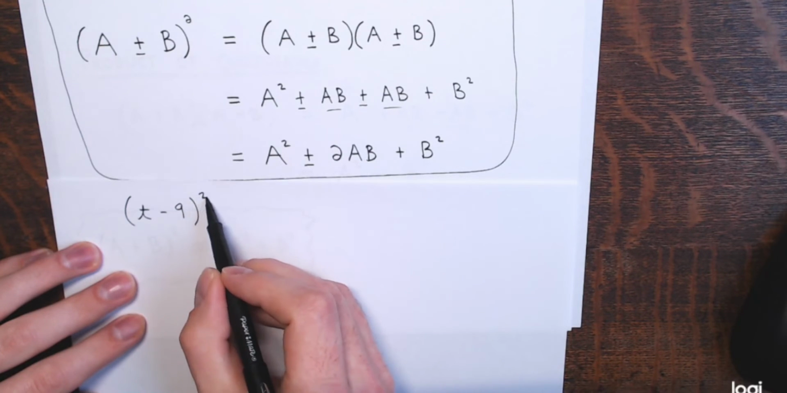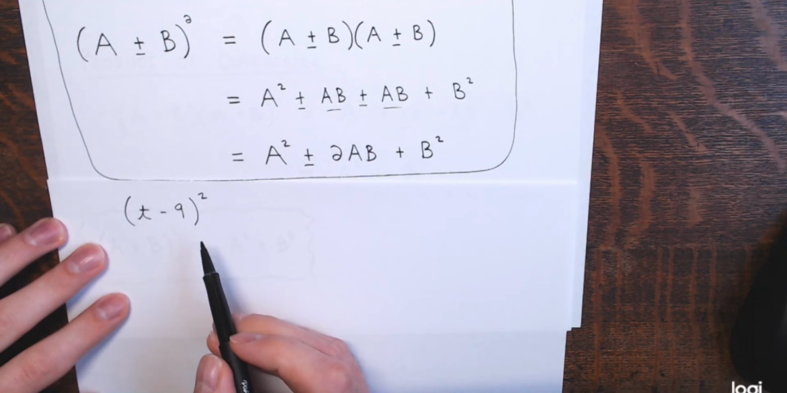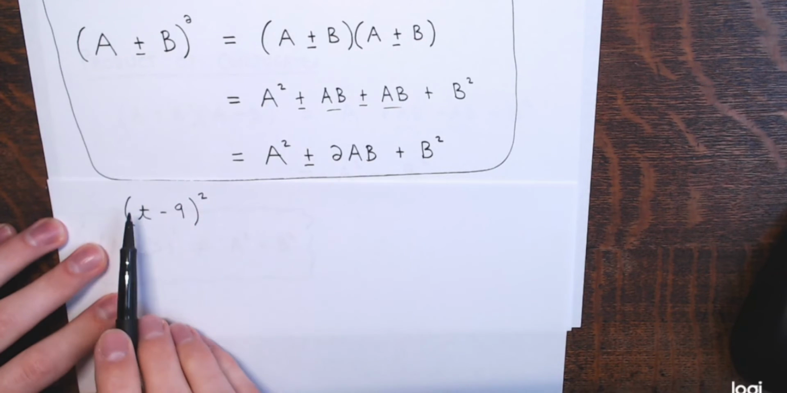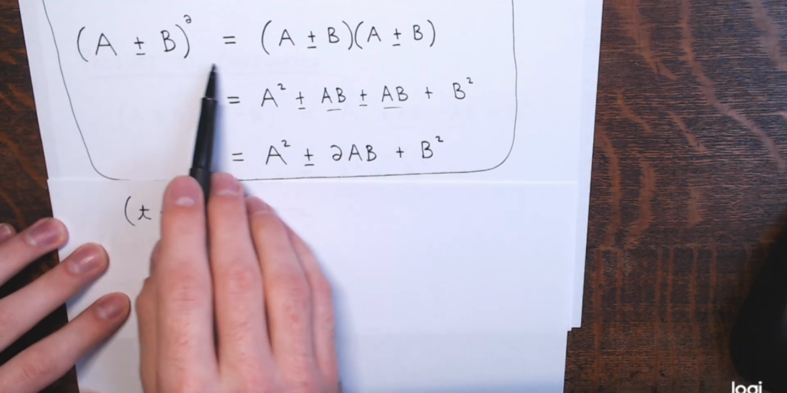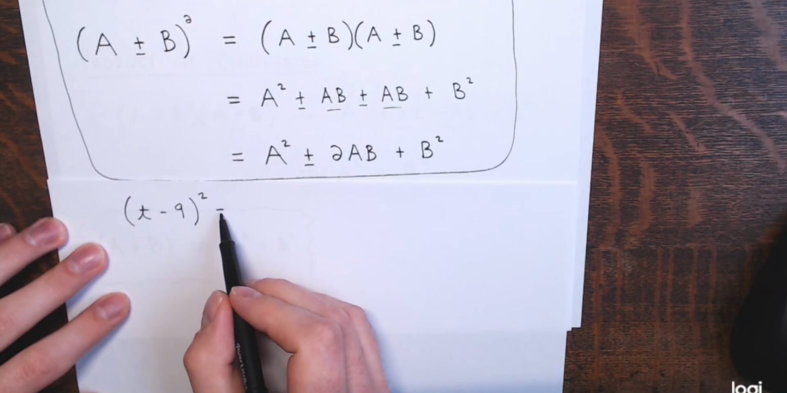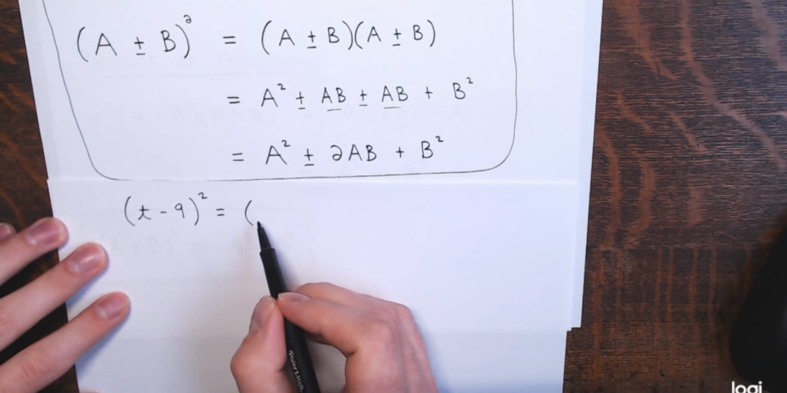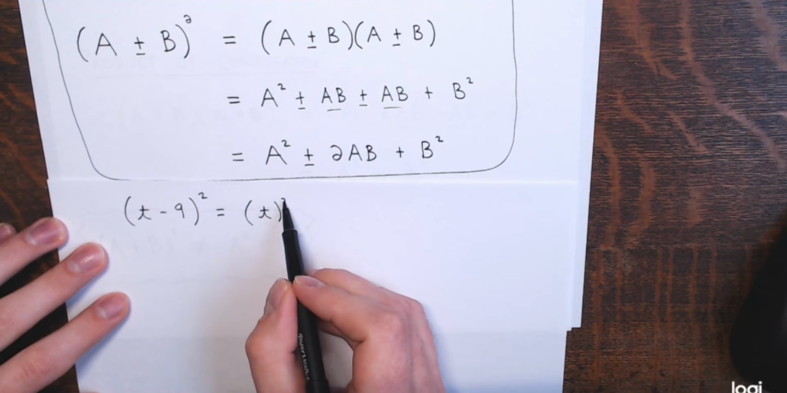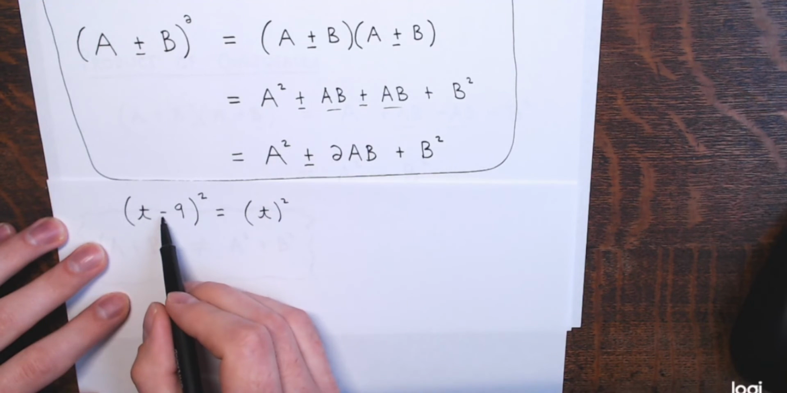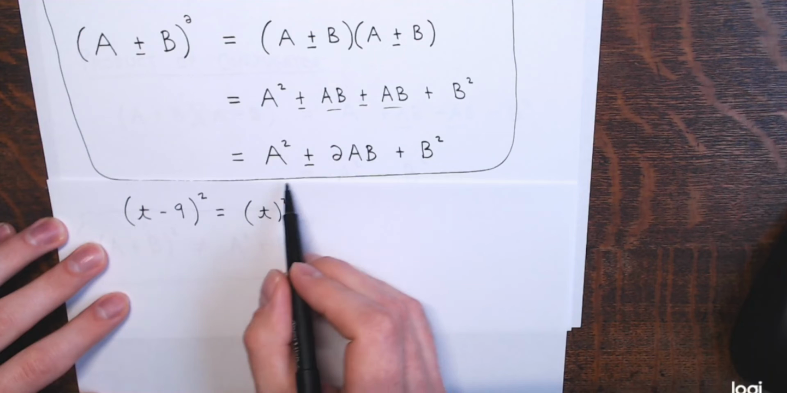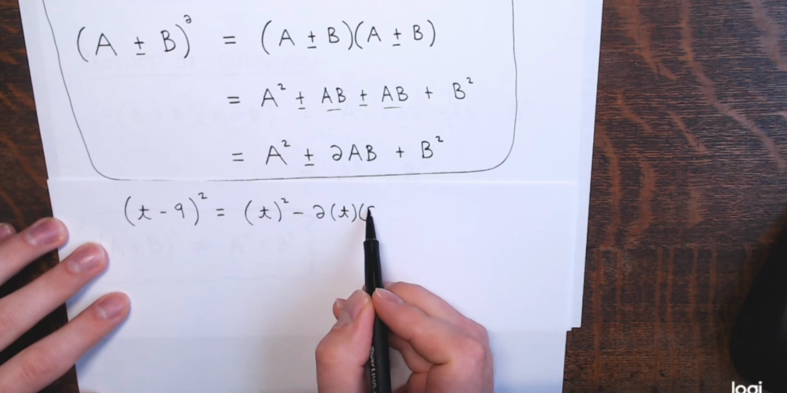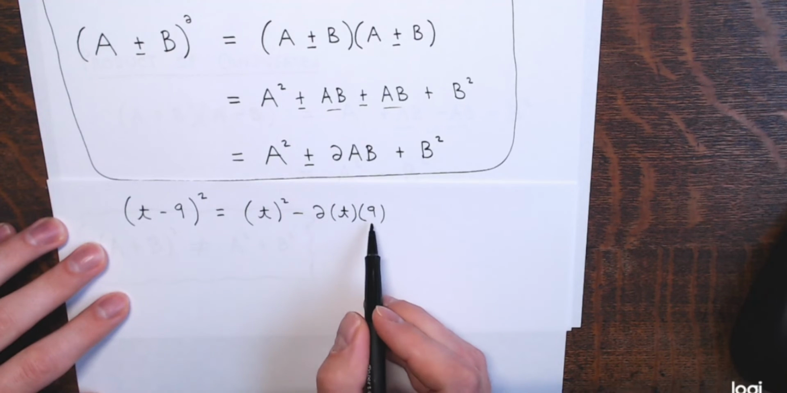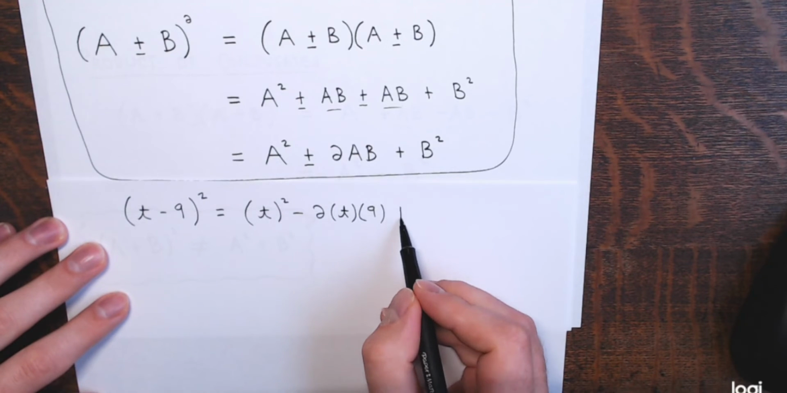Right. So again, a is t, and b you could say is negative 9, or if you use the minus version, just b is 9. Either way, you're going to end up with t squared, and then because there's a minus here, this will be minus, and then 2 times t times 9, right, ab, and then plus b squared, plus 9 squared.